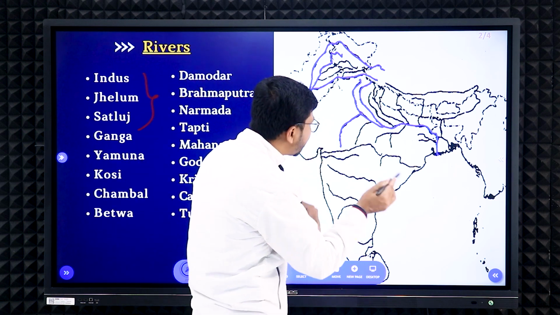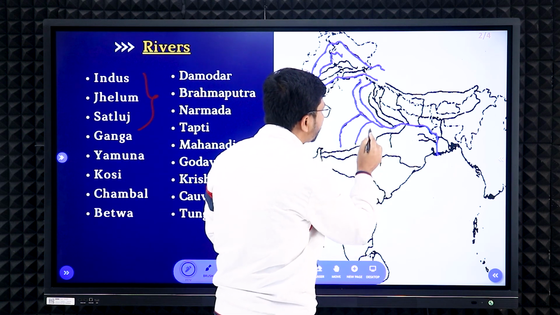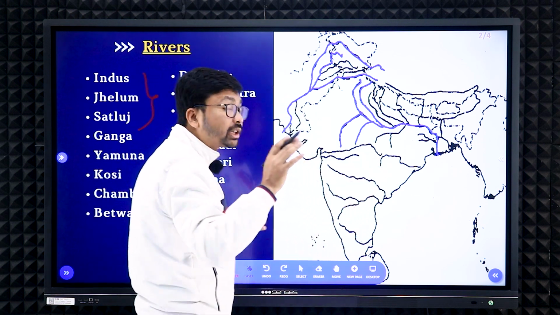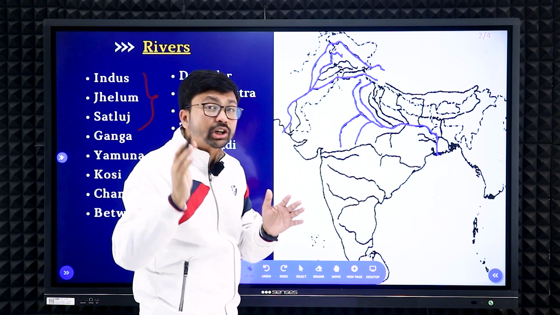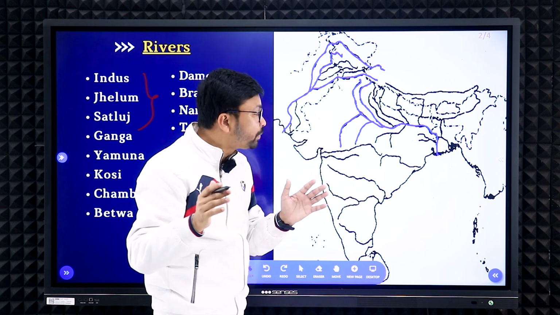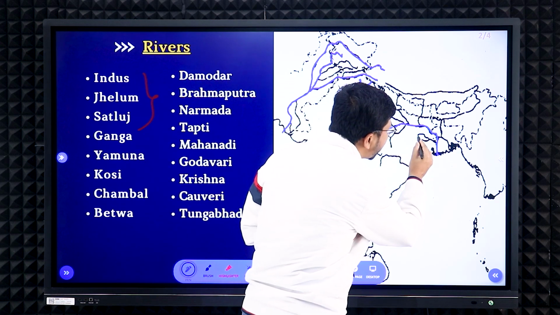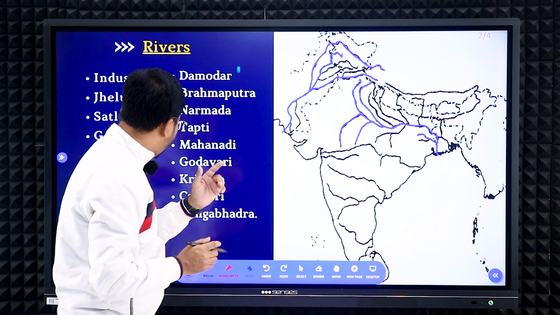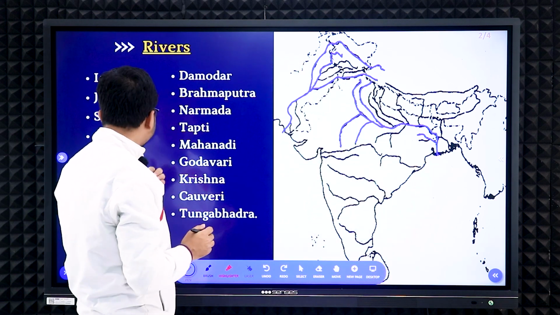After Chambal, next one is Betwa. Next river is not there according to your syllabus. Next, Damodar, we discussed so many times for Chotanagpur Plateau as well as Jharia Coalfield, right? So the Y shape. This one you need to mark, that is the Damodar. After the Damodar, what is there next?